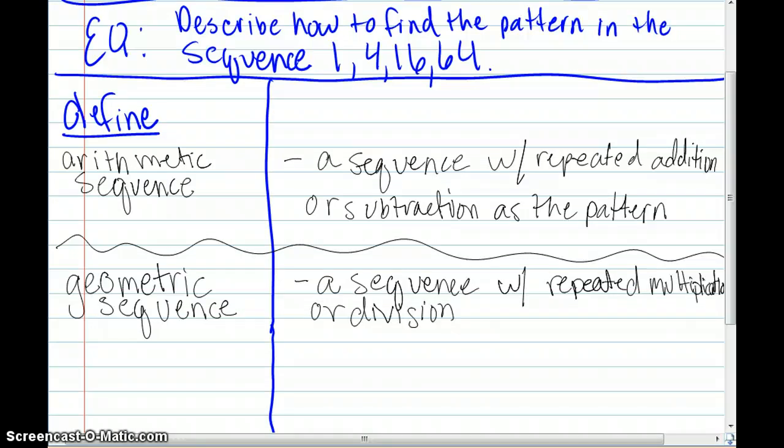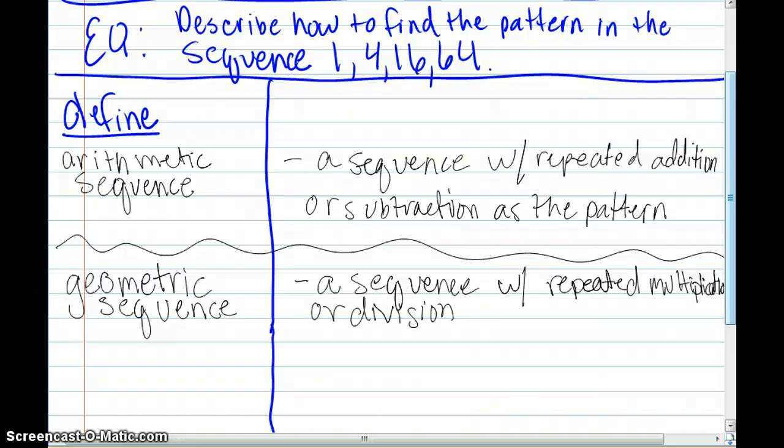Now with both of these, the more popular pattern is going to be addition and multiplication rather than subtraction and division, but you will sometimes see subtraction and division. And for it to be an arithmetic sequence, it has to only be one. It can't be like add 2, divide by 3, add 2, divide by 3. Those aren't an arithmetic or a geometric sequence. Those are just a pattern.